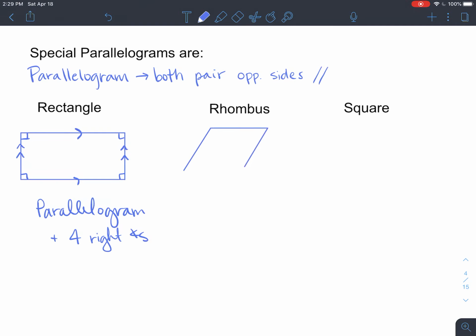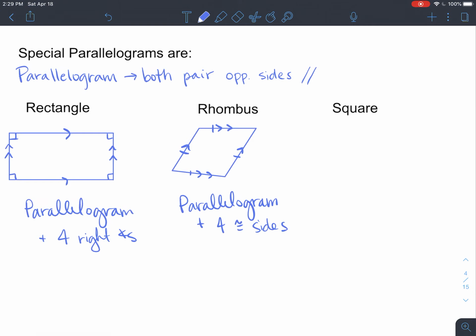All right, a rhombus. I think of it as a squished square. So we've got this here. It's fairly close. It'll be all right. I'm going to go ahead and mark it as a parallelogram. And the only thing that takes us from a parallelogram to a rhombus is that I have 4 sides that are congruent. So I have a parallelogram plus 4 congruent sides.